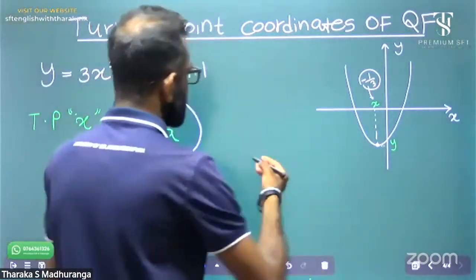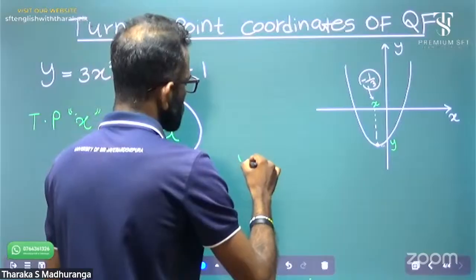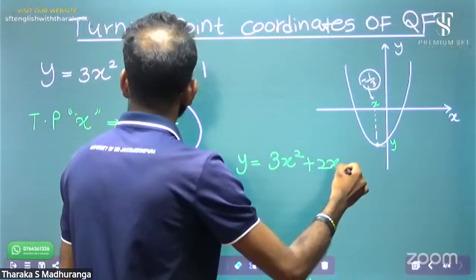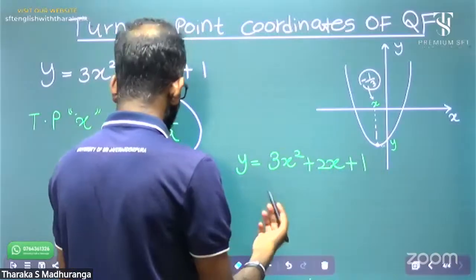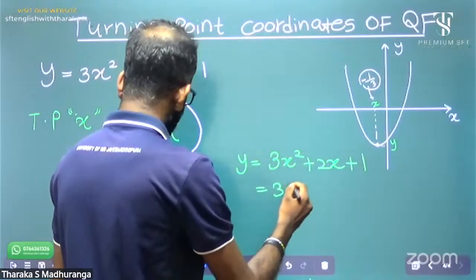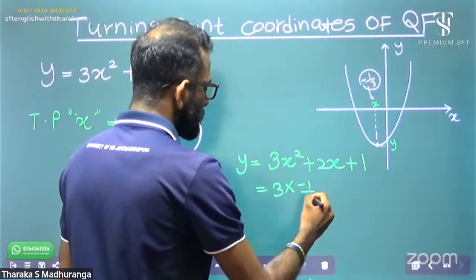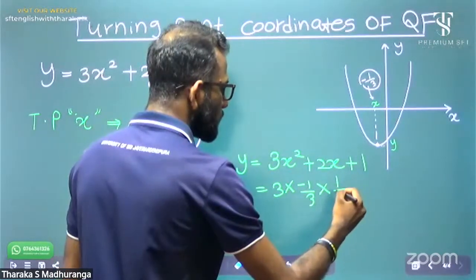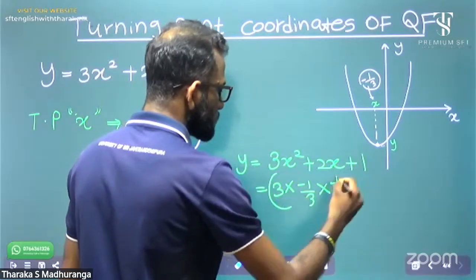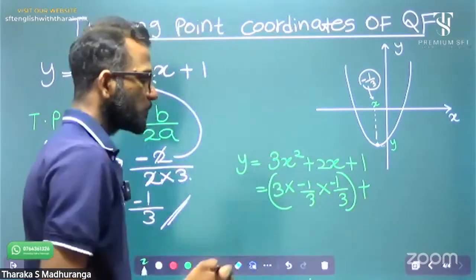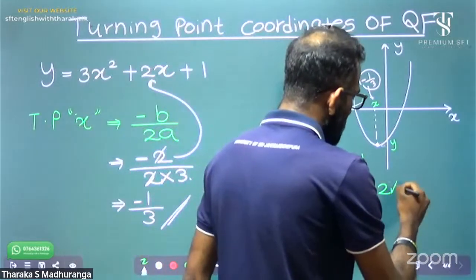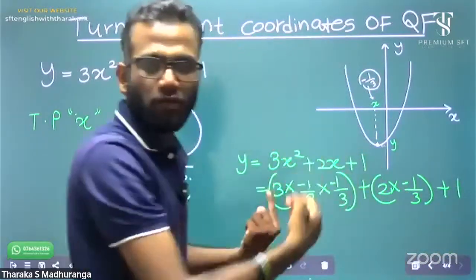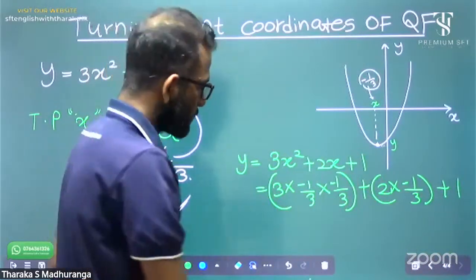Okay, now you can substitute. y equals 3x squared plus 2x plus 1 is the equation. Now the x value you already know. 3 into minus 1 over 3 squared, then 2 times minus 1 over 3, plus 1. This is the value of the y coordinate, right?